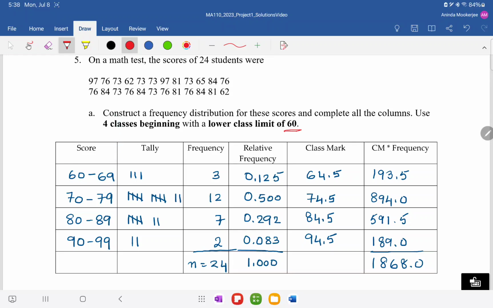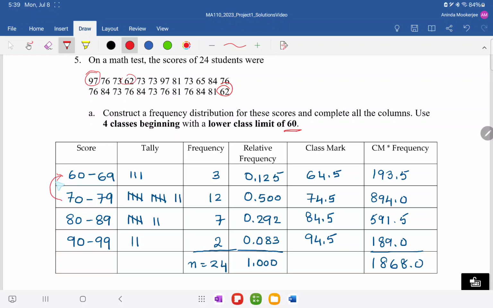All right, because we needed to cover 97 as the highest value, and the lowest value is, I think, 62, correct? 62 is the lowest value. So we have to make sure that the lowest value in the data set as well as the highest value in the data set will fit in these intervals. Therefore, we made it of size 10.